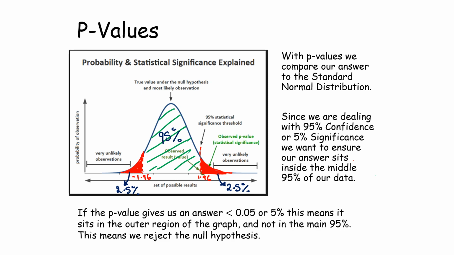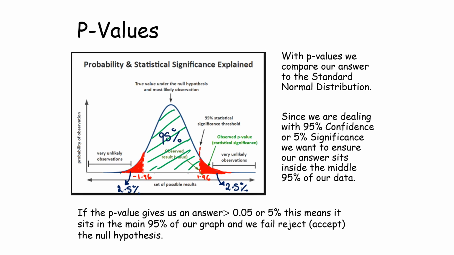So if the p-value is less than 0.05 or 5%, it means that it's sitting out in our tail. So if it's less than 5%, we're going to think of it as being out in that rejection region. If it's greater than 0.05, that means that it will sit in the main 95% of our graph, and we fail to reject it. Okay, so if the p-value is bigger than 5%, it's beyond our tails, because remember we only have 5% between our tails. So if it's bigger than 5%, it's going into the middle, and that is good.